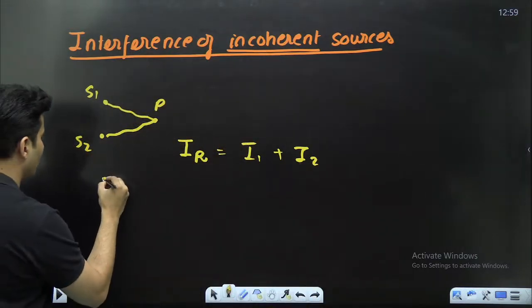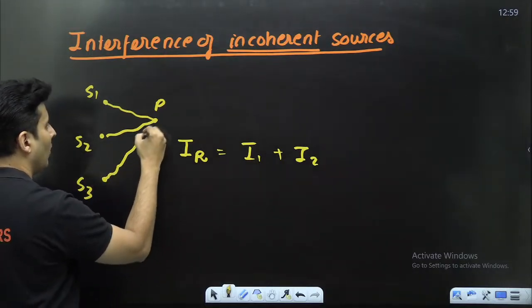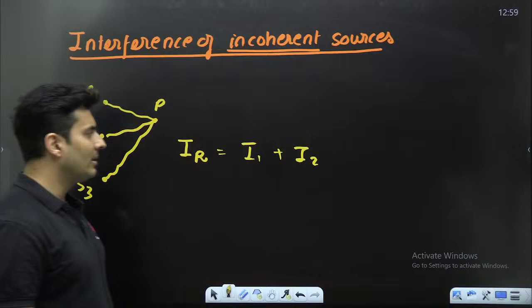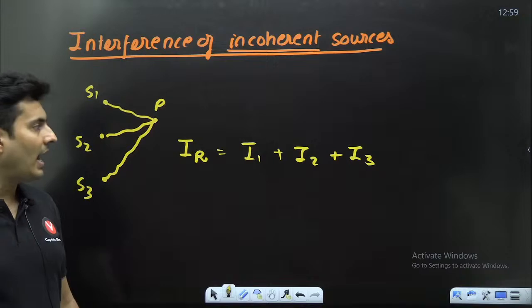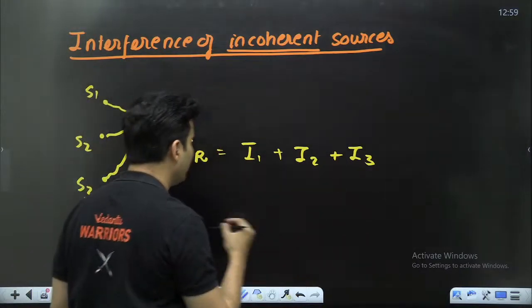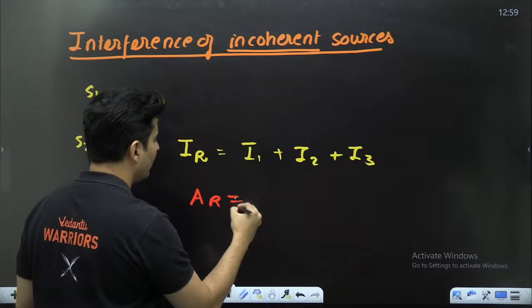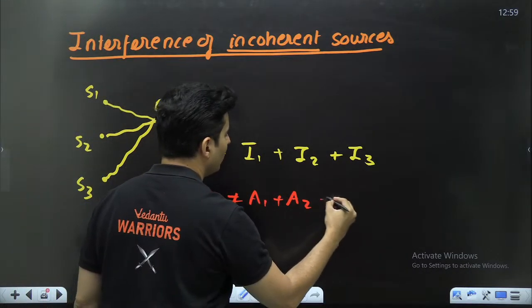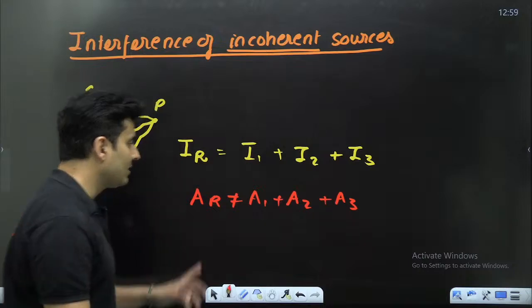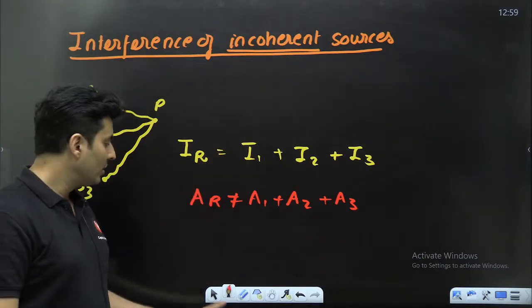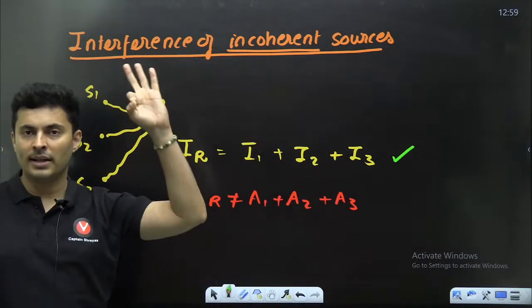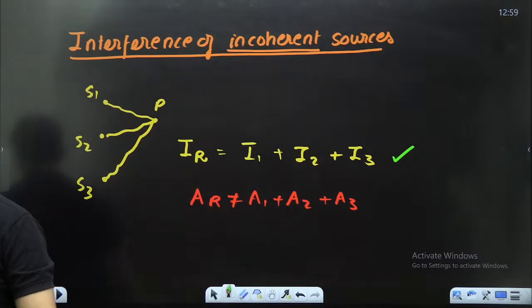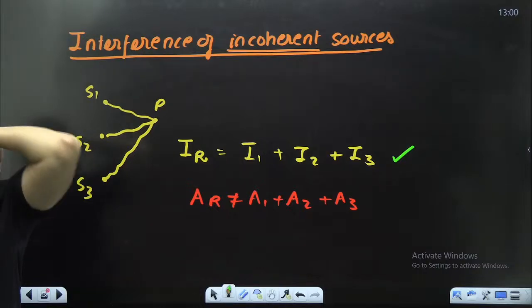If there are 3 sources, for example, S1, S2, S3, and all these sources are producing waves which are interfering, then it will be just I1 plus I2 plus I3. The intensities will add. Please do not add amplitudes. That will be stupidity. AR is not A1 plus A2 plus A3. Understand that. Intensities will add. So this is the correct formula that you will use only for incoherent sources. There is no phase difference over there. Keep this in mind. Clear?